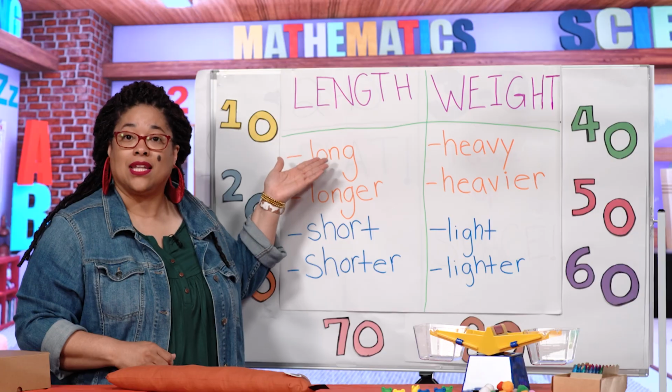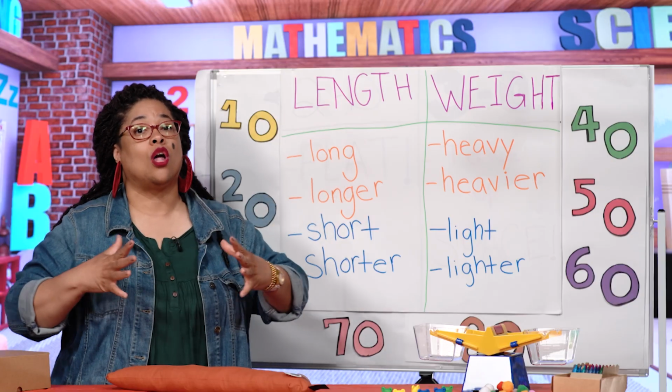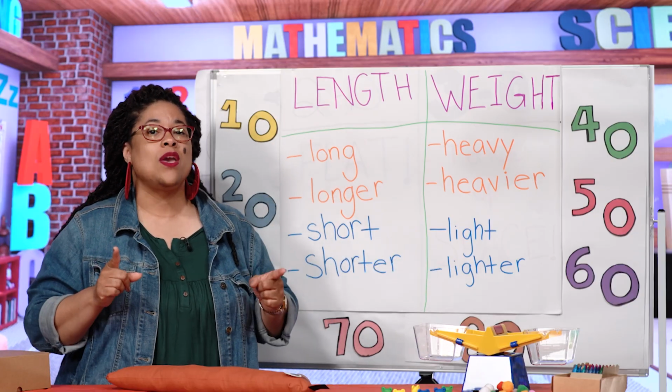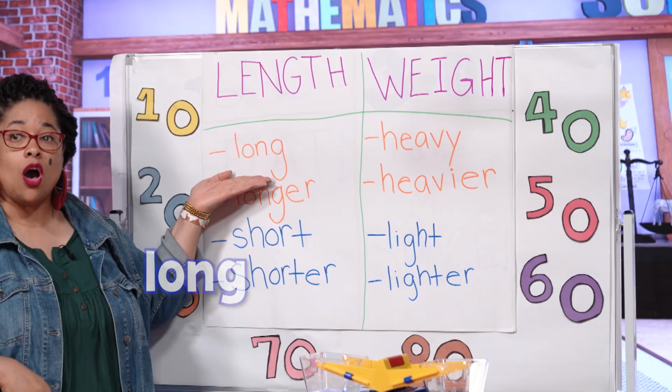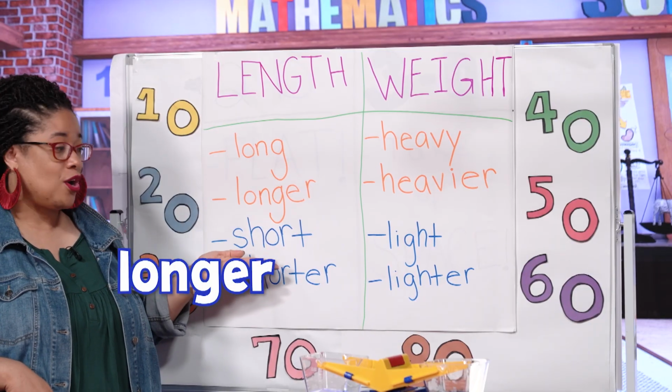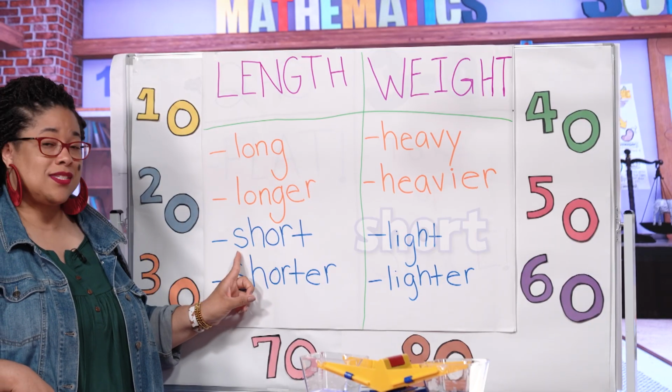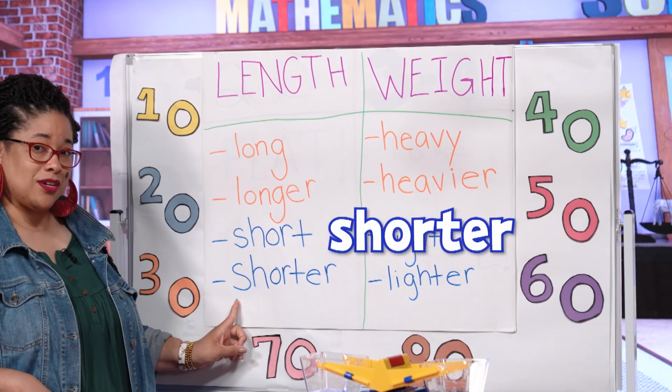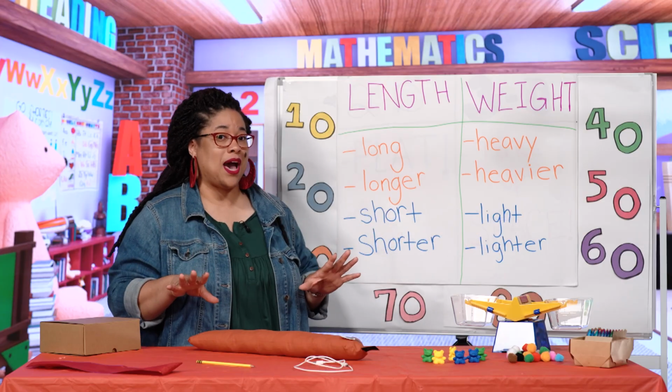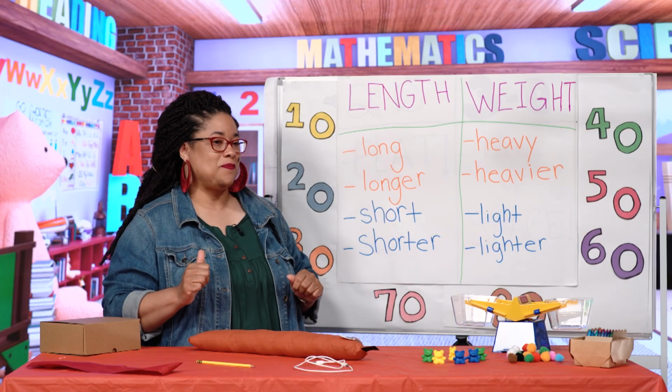When we talk about length, or how long something is, we want to use the words long, longer, short, shorter. I'll show you how to use those in a sentence later.